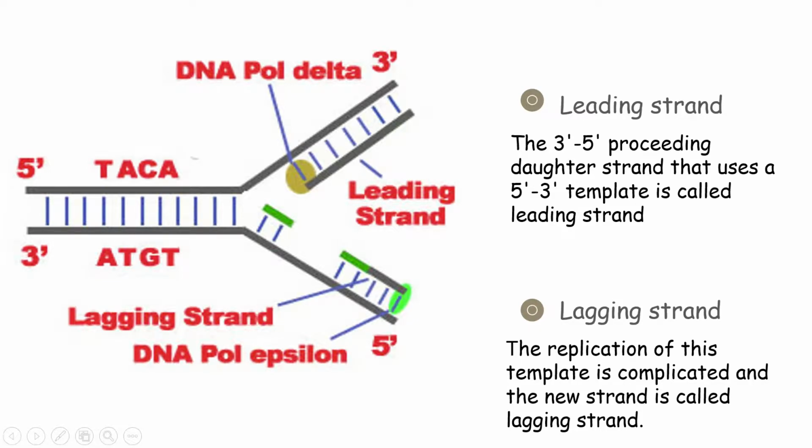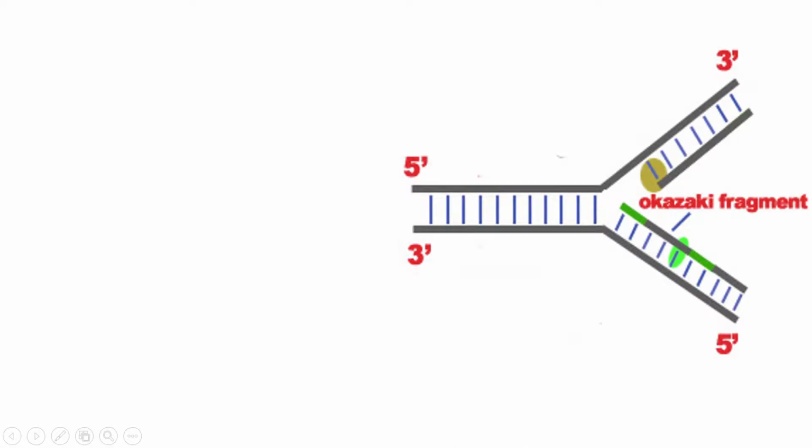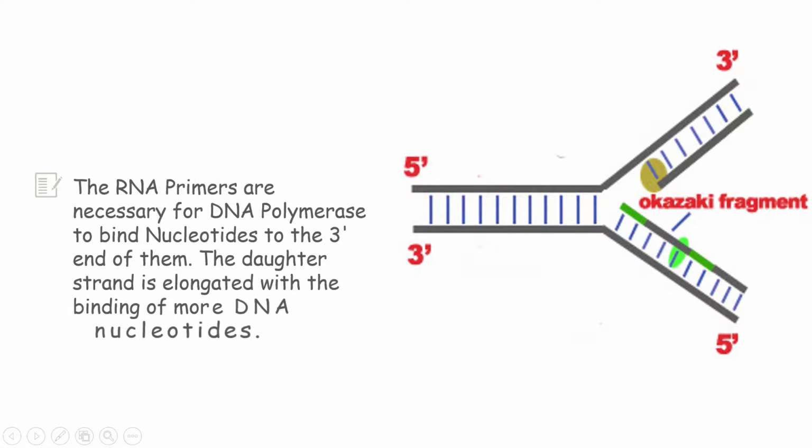Synthesis of the lagging strand proceeds discontinuously, initially forming the Okazaki fragments from multiple RNA primers that are formed on the parental strand as each new region of DNA is exposed by DNA polymerase. The RNA primers are necessary for DNA polymerase to bind nucleotides to the 3' end of them. The lagging strand is elongated with the binding of more DNA nucleotides.